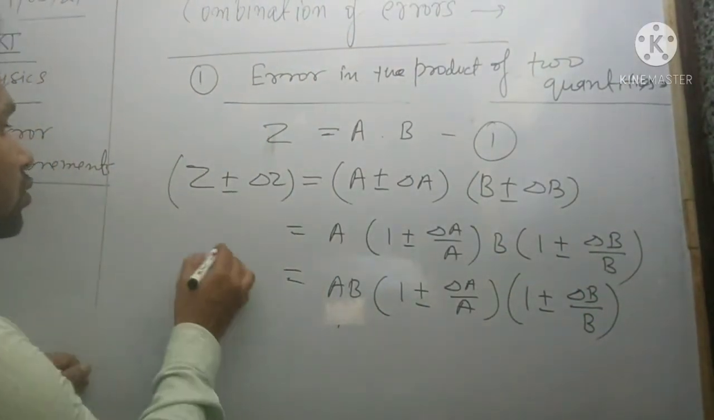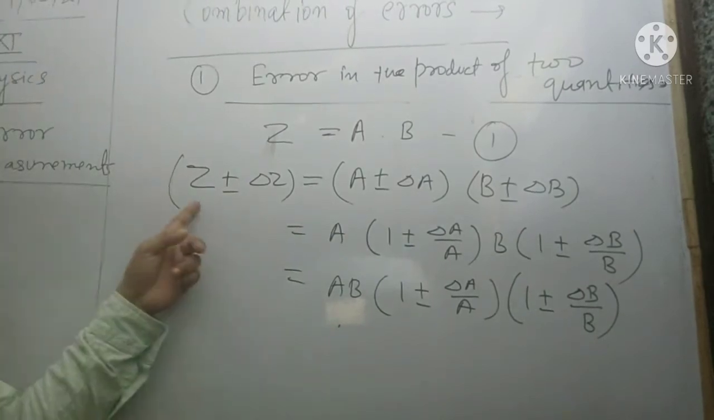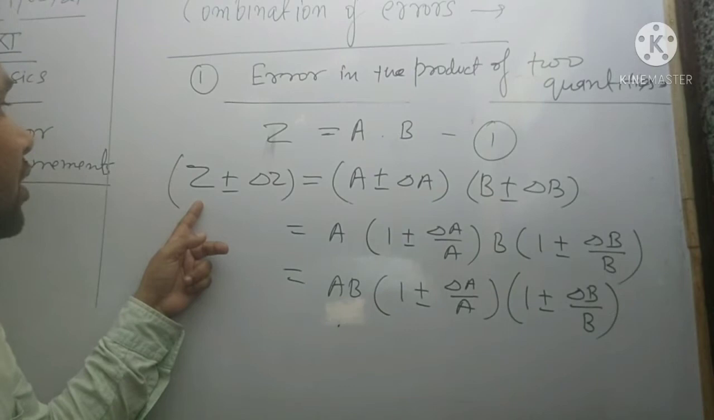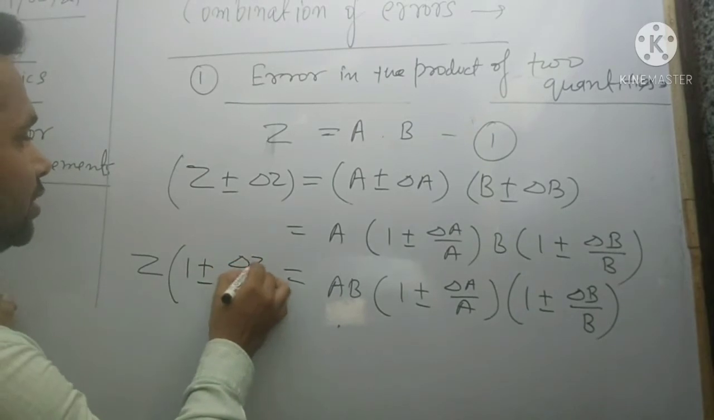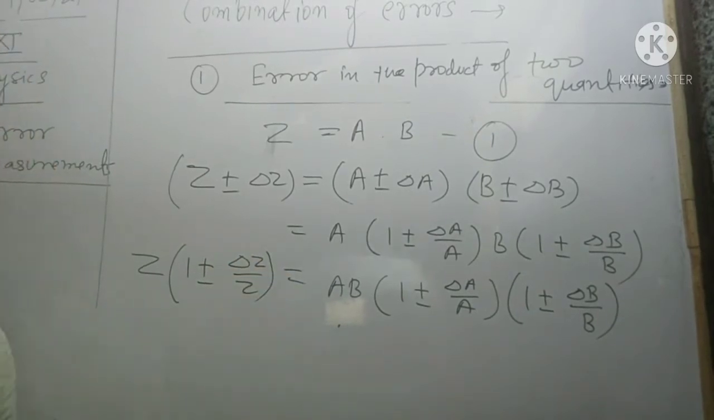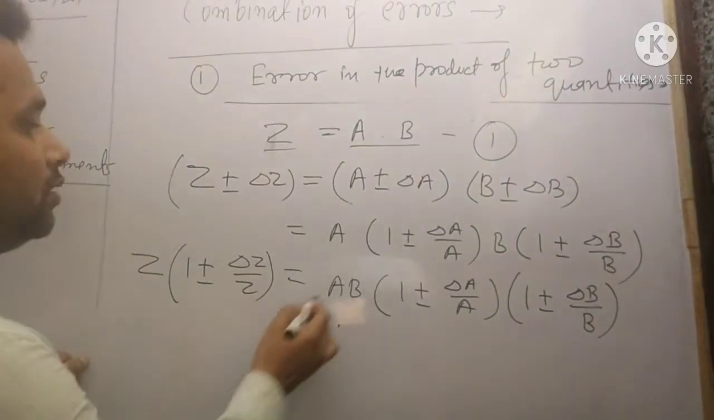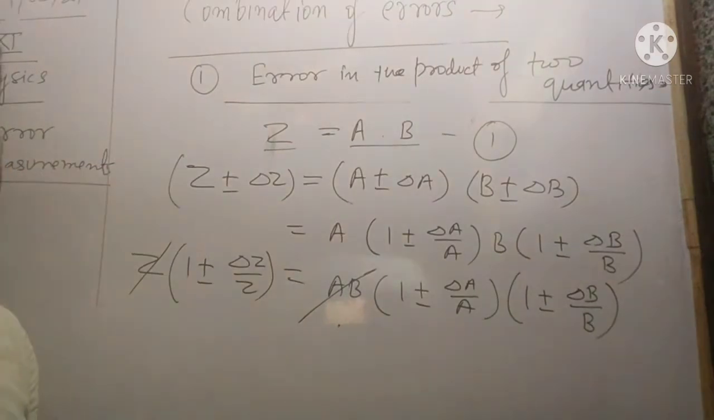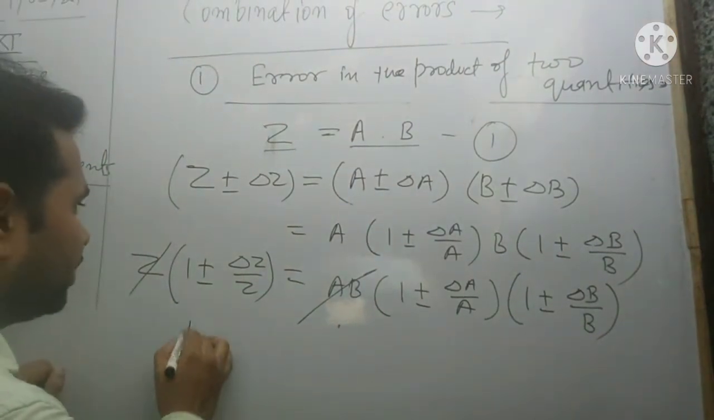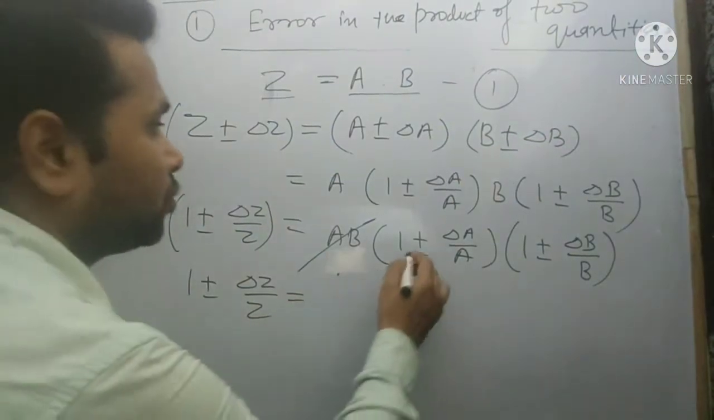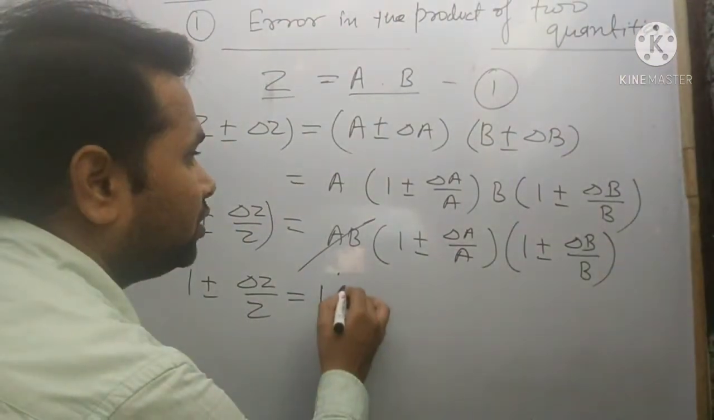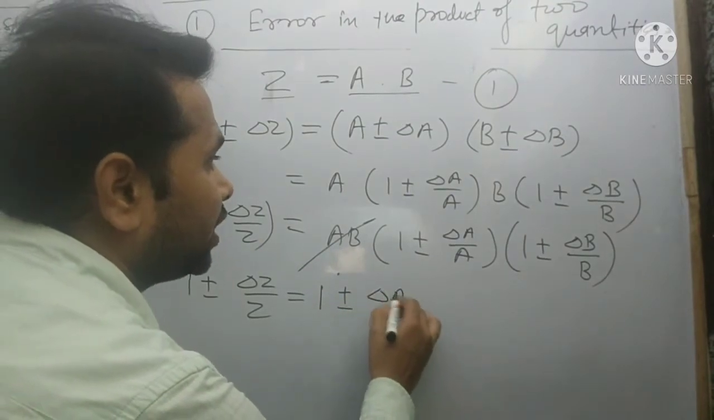Okay, so what about the left side? On the left side also we can take z common. Taking z common, this is z times 1 plus minus delta z by z. From equation number 1, a into b equals z, so a into b and z are both equal and we can cancel. So finally 1 plus minus delta z by z equals the product of both, so this will be 1 plus minus delta a by a.